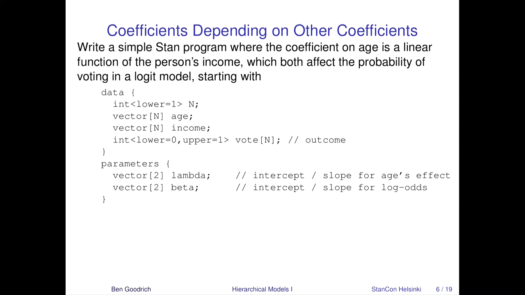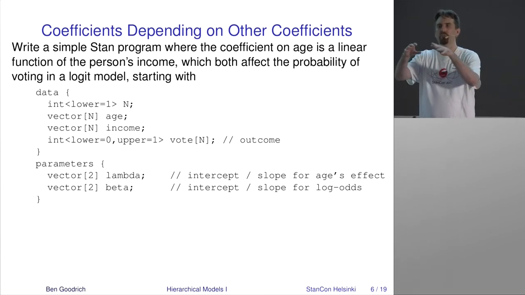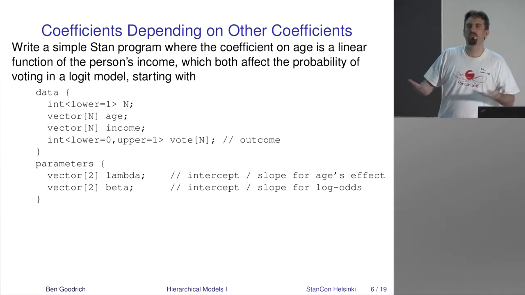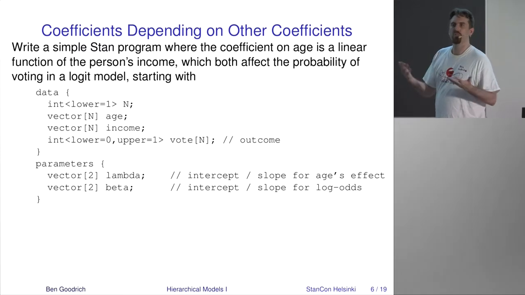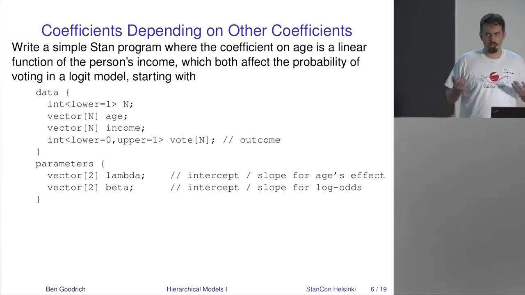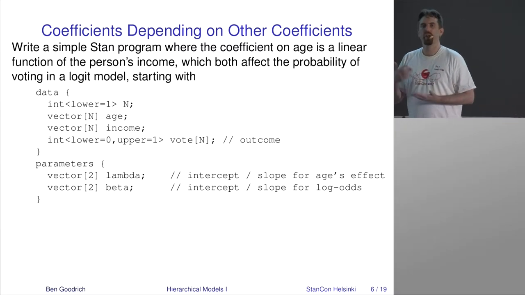So in our model block, we want to write out a structure where the coefficient on age is equal to lambda 1 plus lambda 2 times the person's income. Then we want to multiply that coefficient by the person's age, and add it to beta 1 plus beta 2 times the person's income. We'll get the log odds of voting, and we can put that into a Logit model likelihood. So I'll give you a few minutes to work on that, but this is basically the same thing as having an interaction term between age and income.